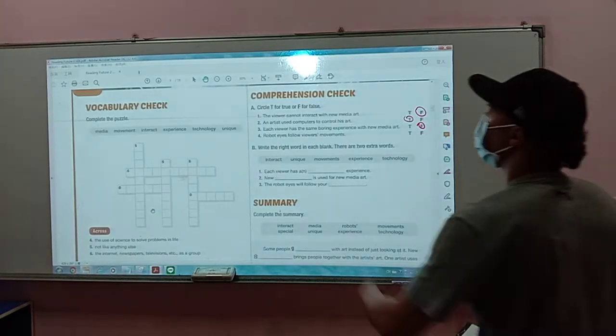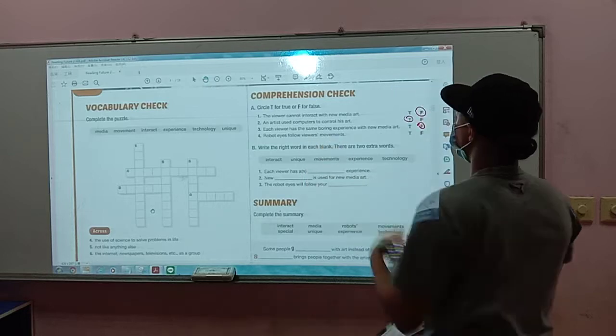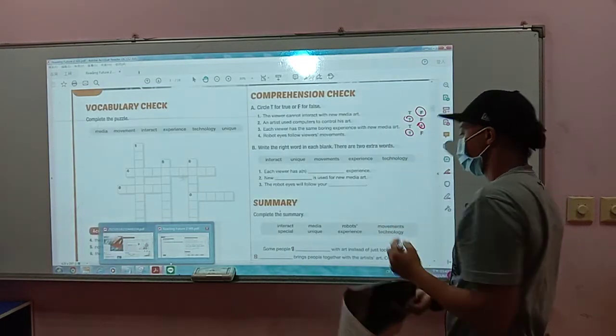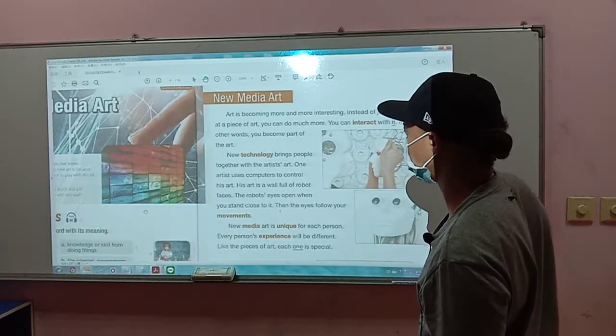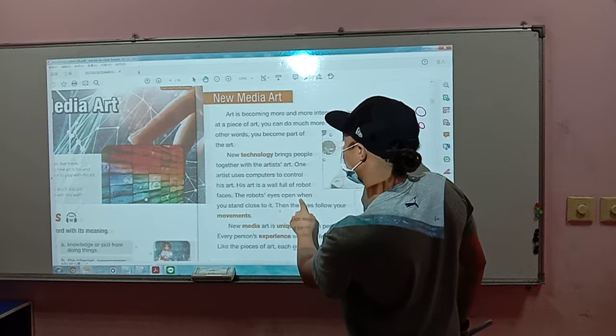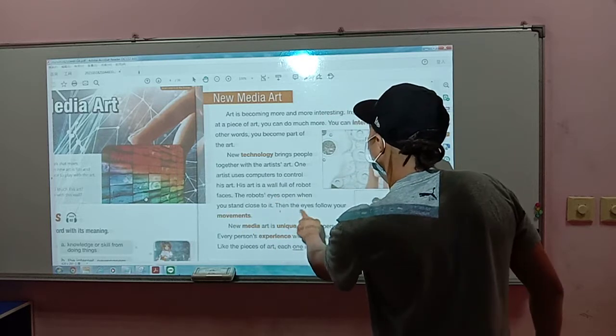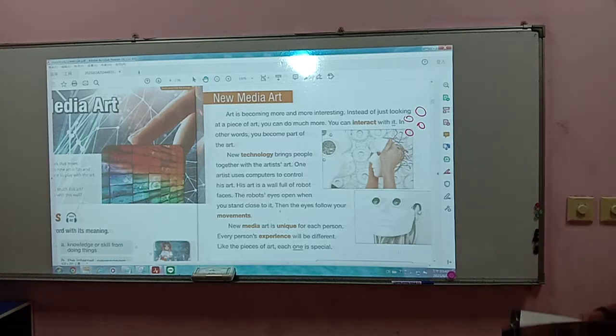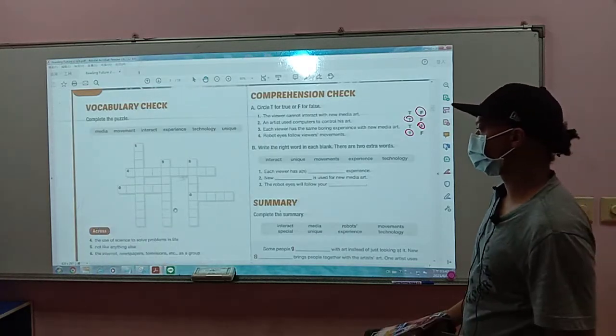Next, and then robot eyes follow viewers' movements. That is true. And let's see. Robot's eyes open when you stand close to it, then the eyes follow your movement. So that is true. Okay, let's do the last couple of parts.